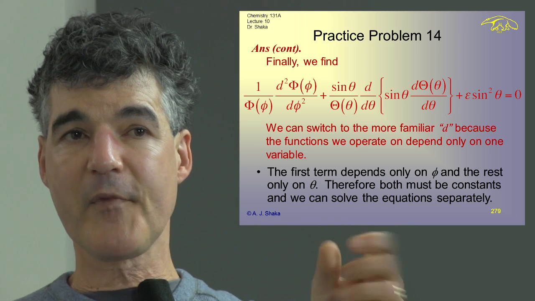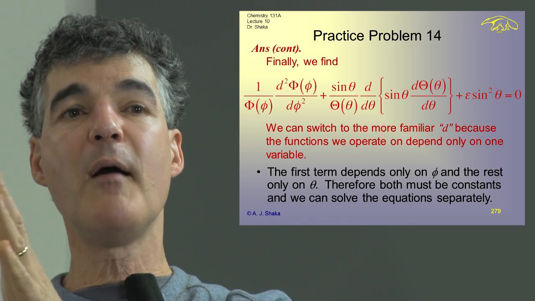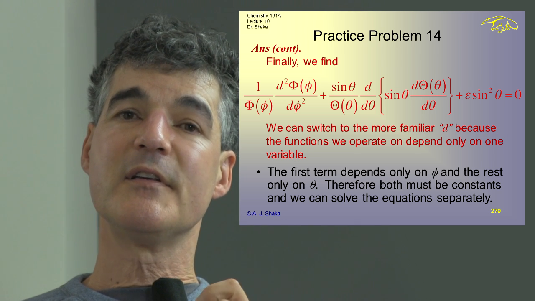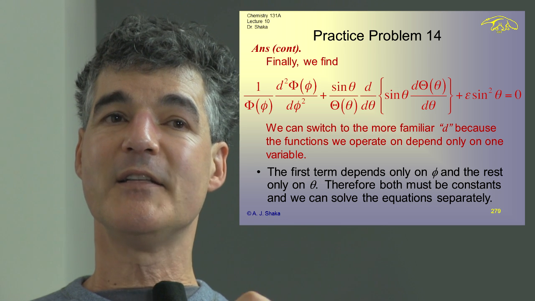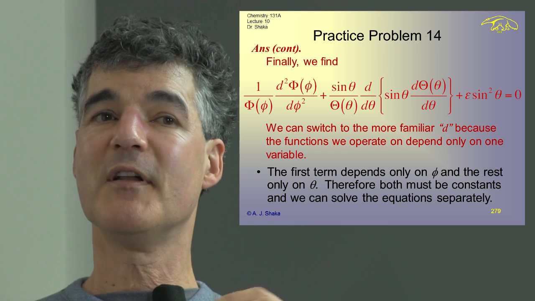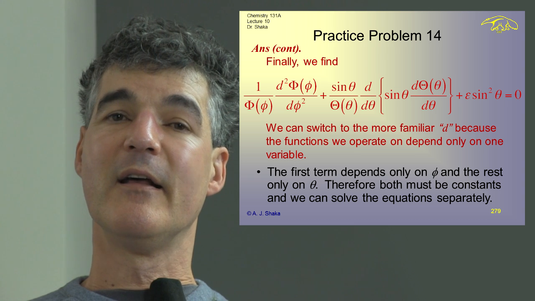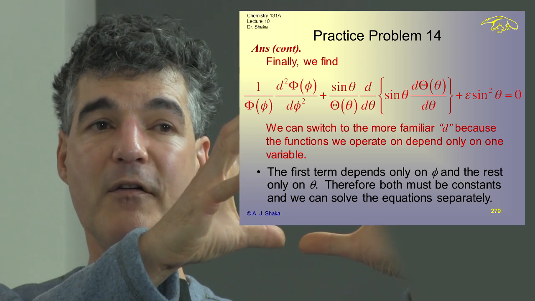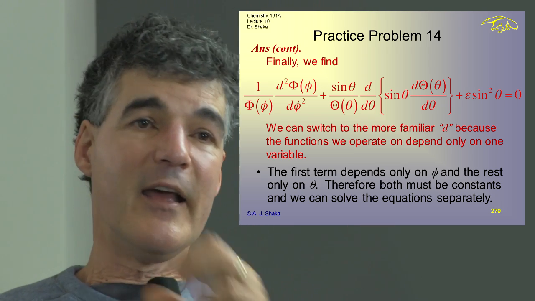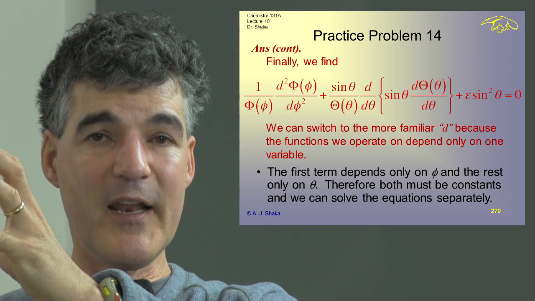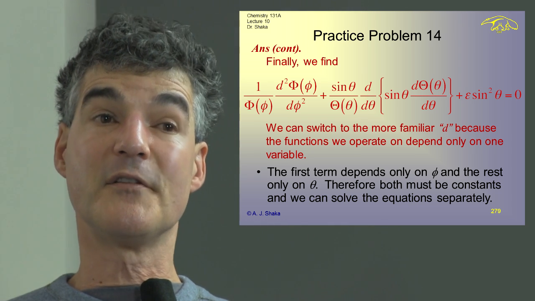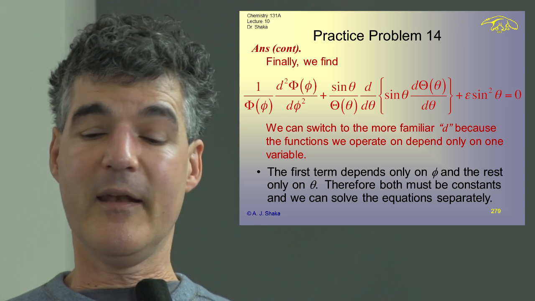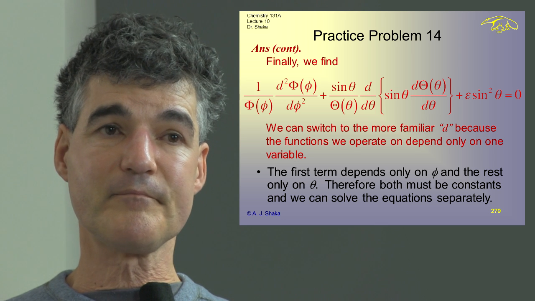That's one term, plus a bunch of gobbledygook, but it doesn't matter what it is because it doesn't have phi. It's all theta, and it has an epsilon sine squared theta. That's equal to 0. That's good enough because I have this thing over here, which is just phi, and this thing over here, which is just theta, and so I've got two equations. One of them's just phi, the other one's just theta, and I'm in.